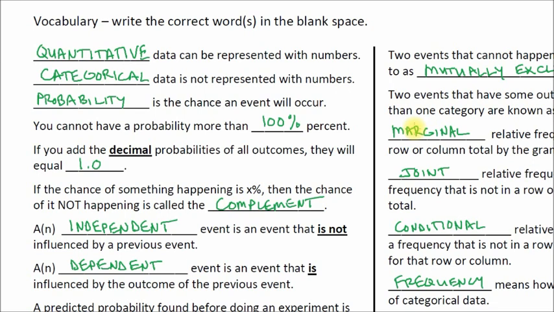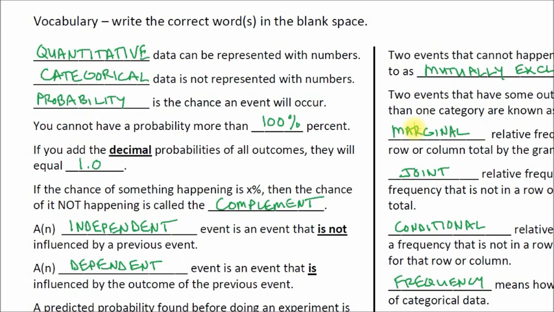the answers for you. So the first one is quantitative data can be represented with numbers. Remember quantitative, you remember quantity, which is counting. So that's numbers. Categorical data is not represented with numbers. You think of the word category to remember that one.